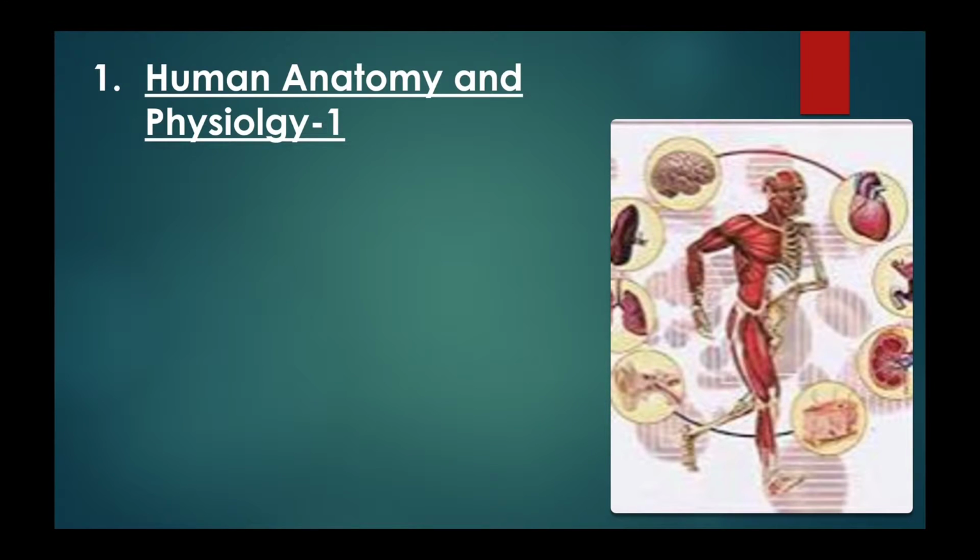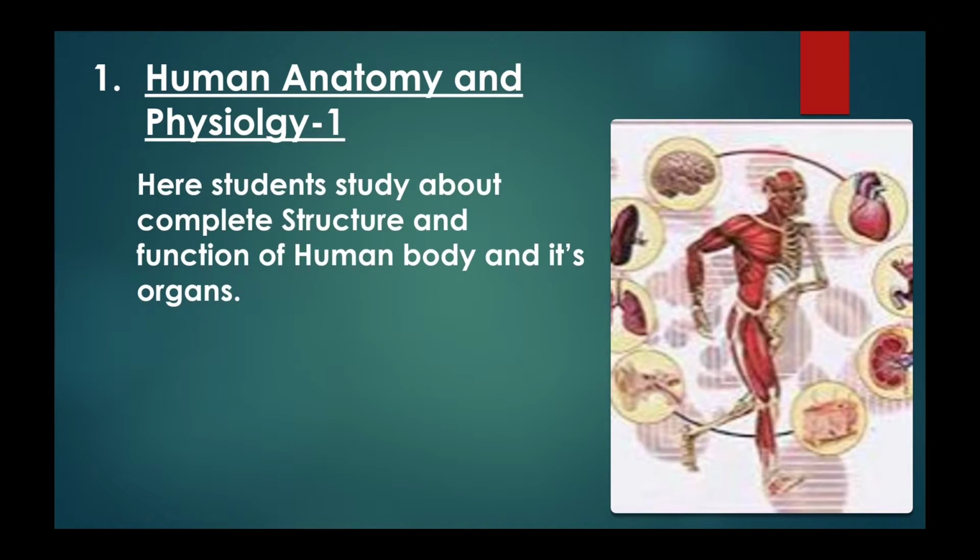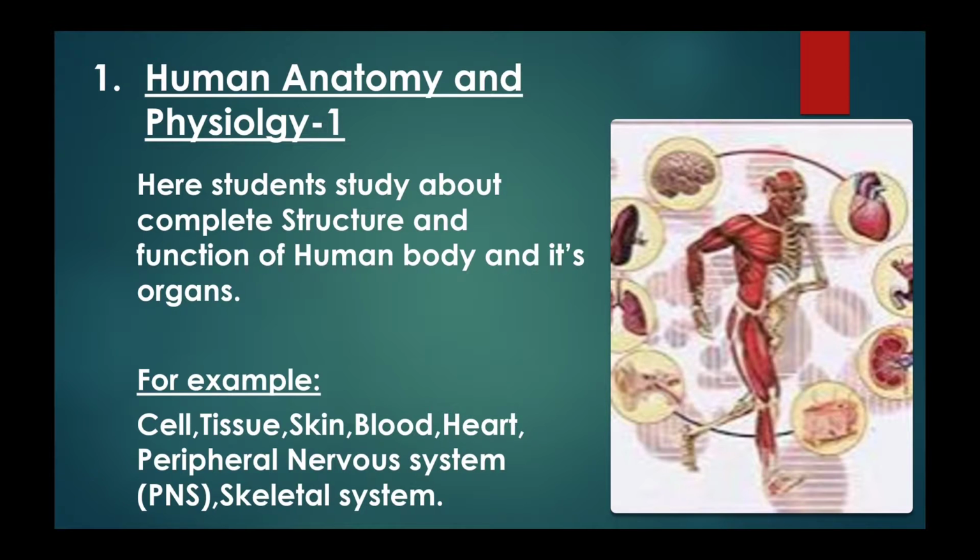Let's see each individually. Okay. First is Human Anatomy and Physiology 1. Here students study about complete structure and function of human body and its organs. Anatomy is the study of the structure and relationship between body parts. Physiology means the study of the function of body parts and the body as a whole. For example, in this subject you will learn about cells, tissue, skin, blood, heart, peripheral nervous system, skeletal system.